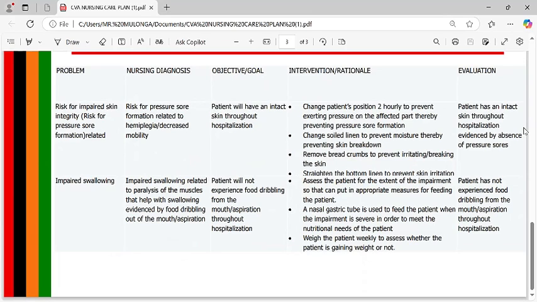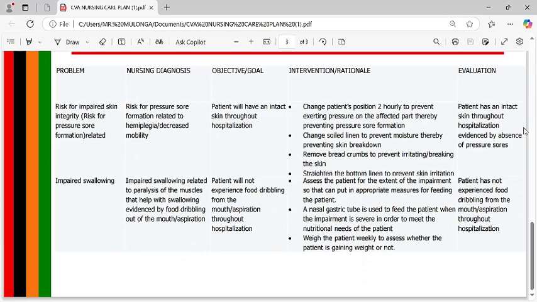From there, now we look at our nursing interventions. Number one, I will change the patient's position two-hourly to prevent exerting pressure on the affected part, therefore preventing pressure sore formation. So we have to do 2-hourly turns, or changing the patient's position.